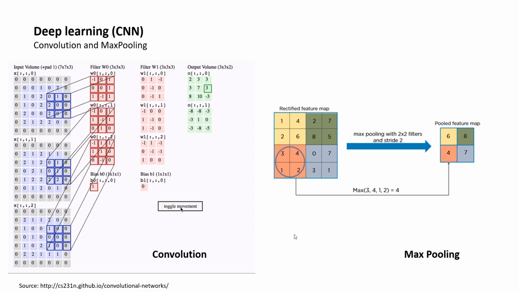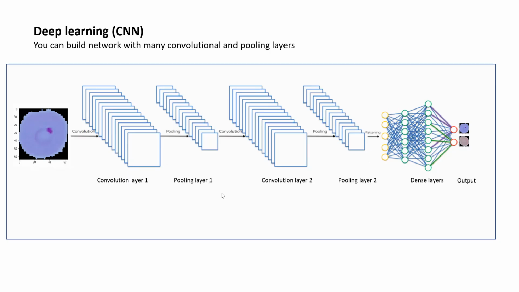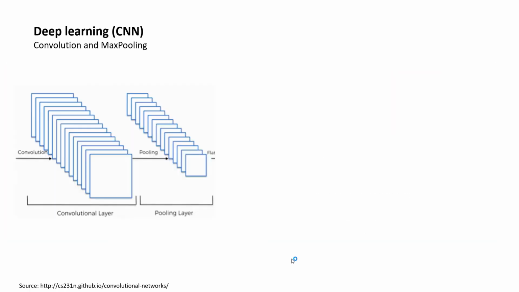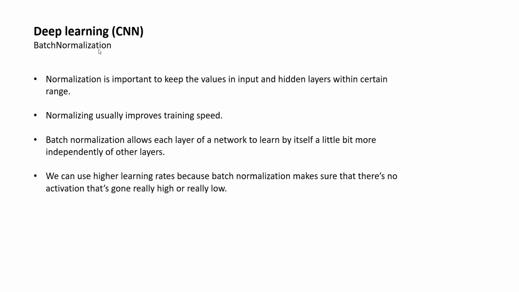Now, before moving on to the next set of convolution and pooling, if you remember what we did here is convolution layer 1, pooling layer 1, convolution 2, pooling layer 2. It helps if we do something in between these steps to enhance the results. One of the things that we typically do is called batch normalization. Like I said here, it's important to keep the values in the input and also in the hidden layers within a certain range. And why is it important? Because normalization makes sure that there is no activation that has gone really high or really low. By normalizing, you're bringing all the values within a certain range. And typically it improves the training speed, almost on the order of a magnitude.